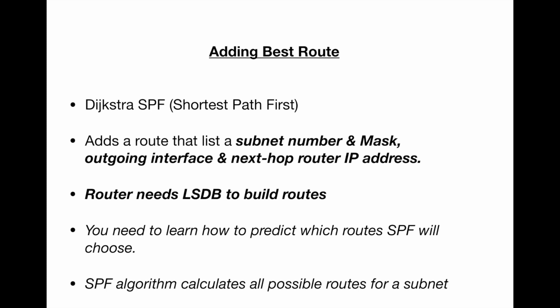The shortest path first algorithm is simply the shortest path from one node to every other node. It runs against the LSDB that has all that information, and from there it calculates the metric, which is the cost. The lower, the better. Those are the routes included in the IP routing table for routing to take place.